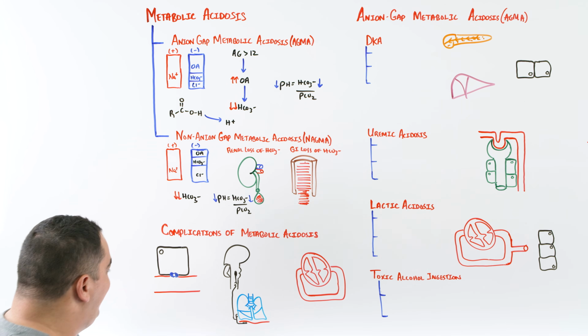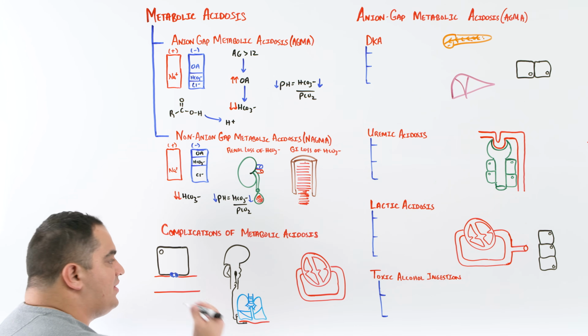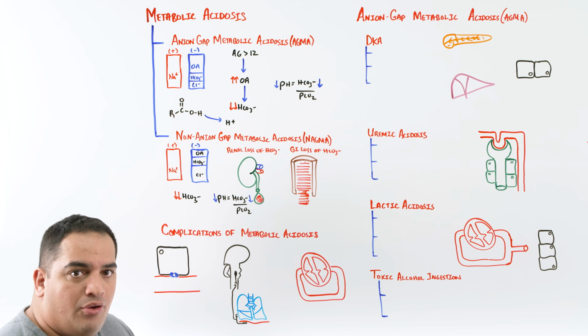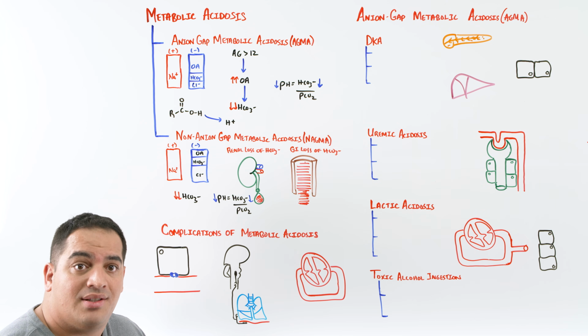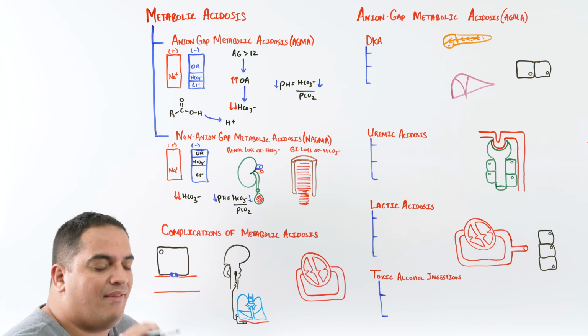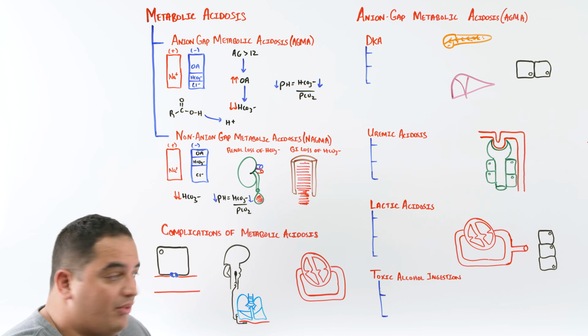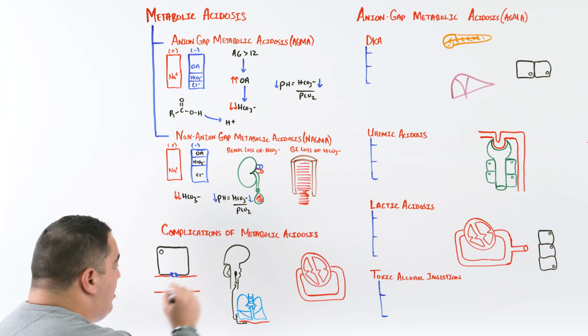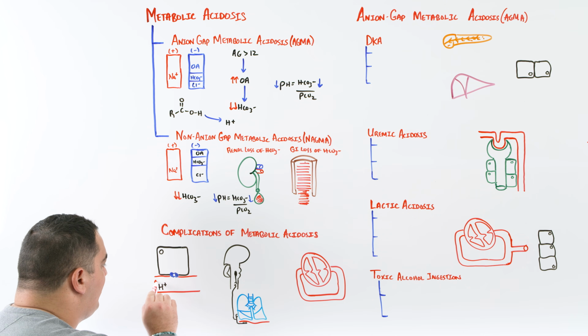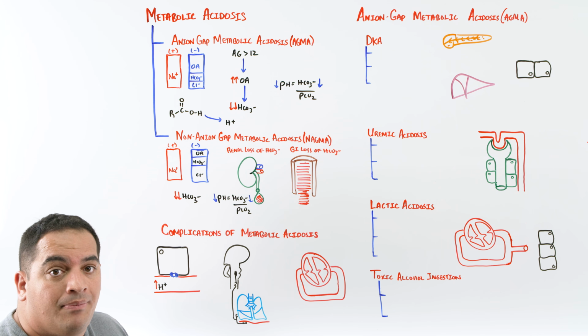When you think about it, in metabolic acidosis, the pH is low. There's also another relationship: whenever the pH is low, your protons are high. Protons and pH are inversely proportional, so as you have an increase in protons, your pH goes down. So in patients who have a metabolic acidosis, they'll have lots of protons in their bloodstream. Tons of protons in their bloodstream, whether it's an AGMA or a NAGMA.